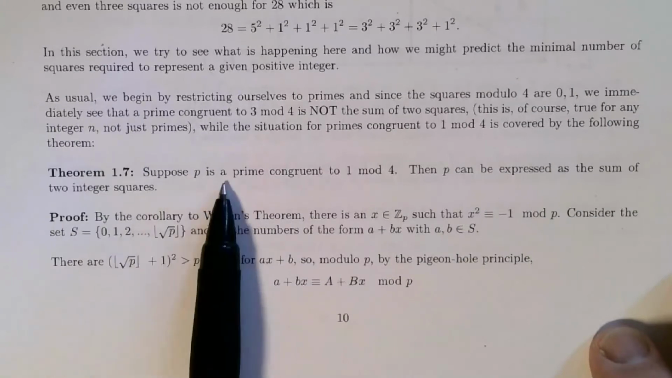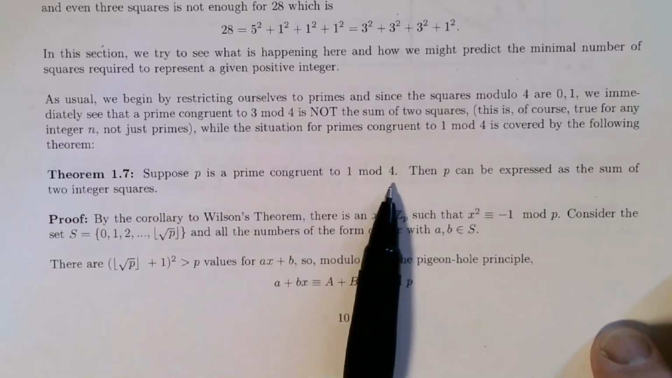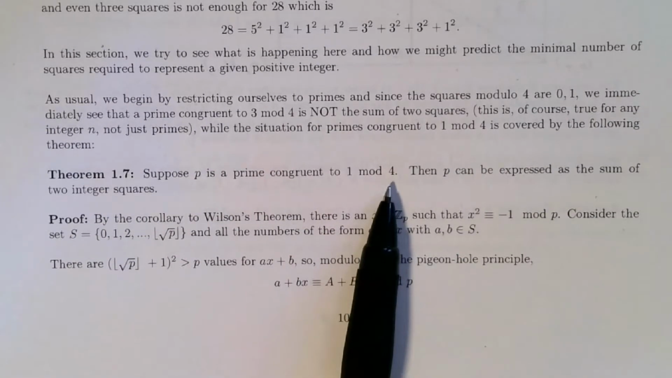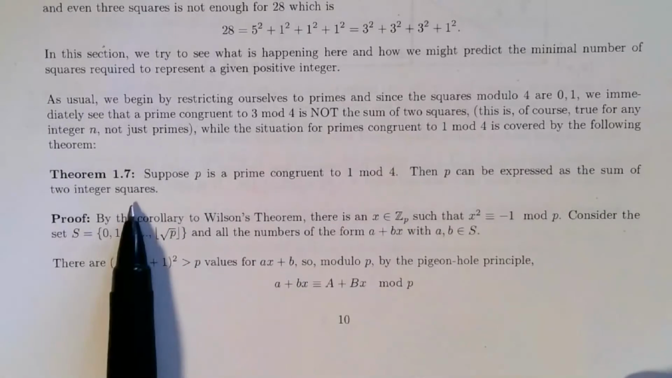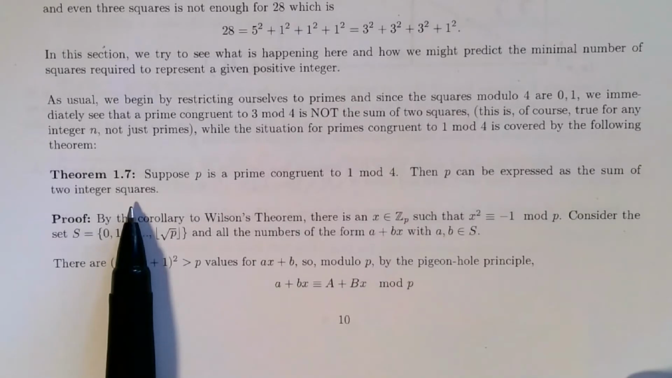So it says, suppose we've got a prime p congruent to 1 mod 4. Then we can express this as the sum of two integer squares. So, for example, I mentioned 5. You can take 17, which is 4 squared plus 1 squared, and so on. So any 1 mod 4 prime can be expressed as the sum of two squares. So 29, for example, is 5 squared plus 2 squared.